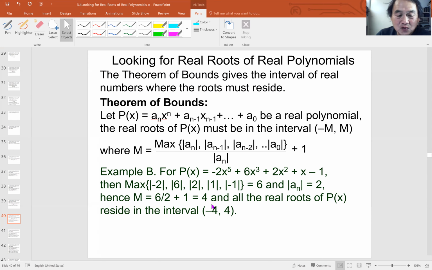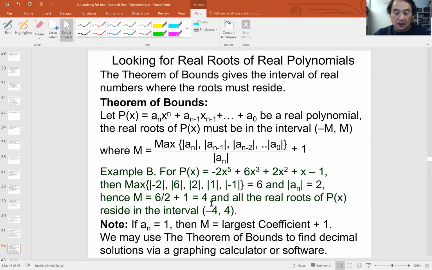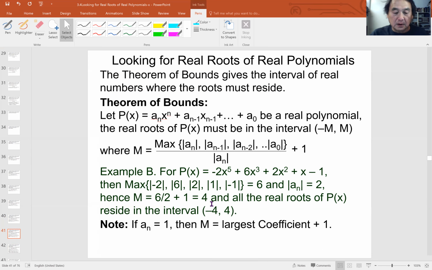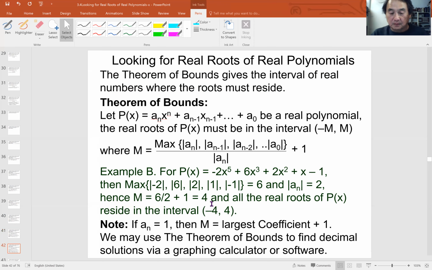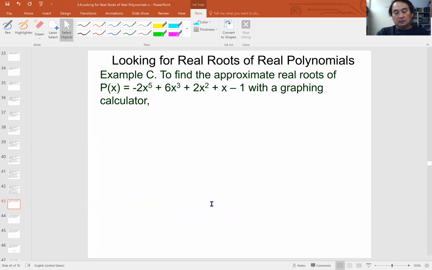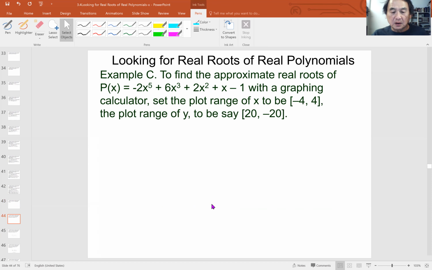Now, one practical use for this is when I do graphing. Suppose I want to graph. Before that, if the coefficient an is 1, then for this particular check, you just look at the largest coefficient plus 1 more. So here, let's go back to suppose I want to find the real roots.